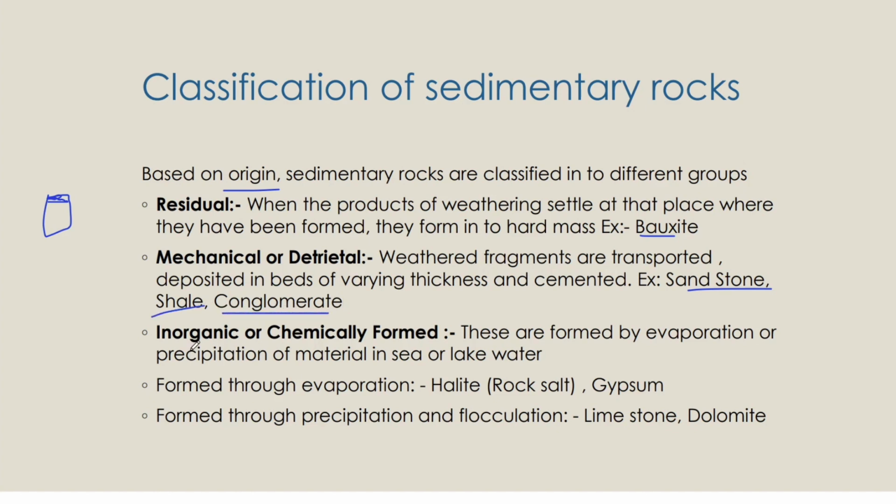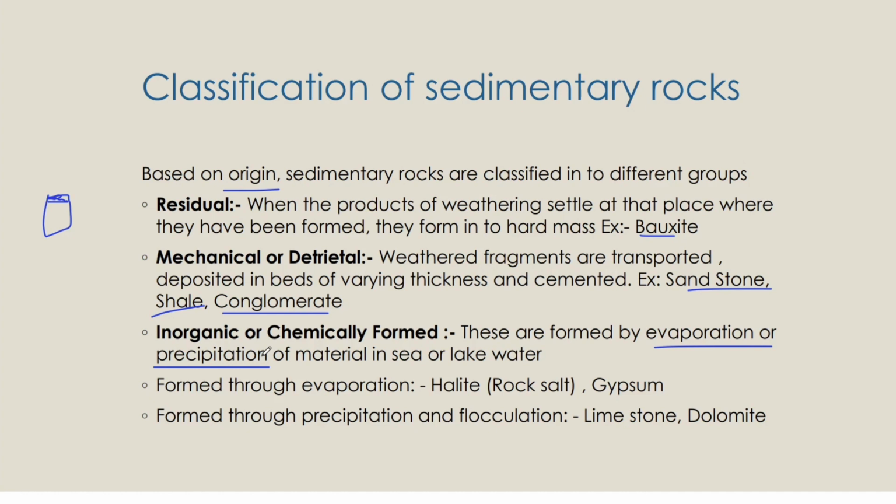After that, we have inorganic or chemically formed rocks. These are formed by evaporation or precipitation of material in a sea or lake. If there is a lake where many minerals are present, then with an increase in temperature, evaporation occurs. Then the minerals will form just like rock. They will be cemented there.